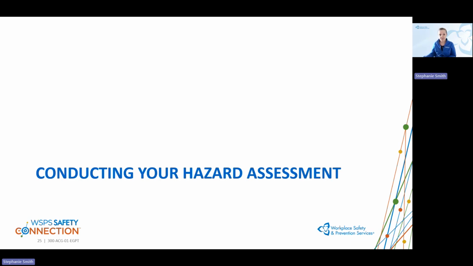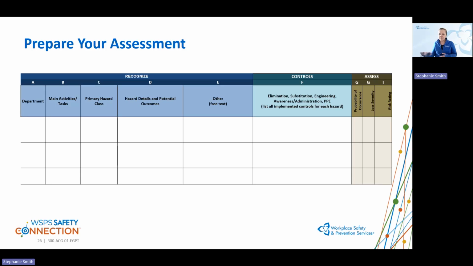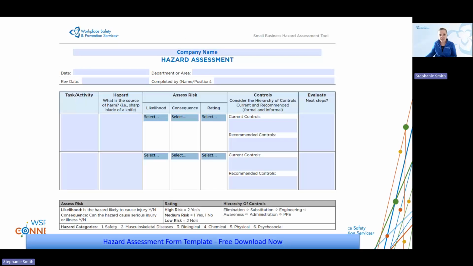So now is conducting your actual hazard assessment. How can we go about doing this and keeping it easy and simple to follow? Today I'm going to be using this chart here, which goes through main activities, your primary hazard, some details about that hazard, identifying controls, and then using probability and severity to give a risk rating.